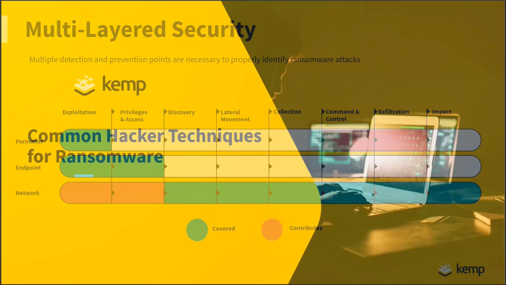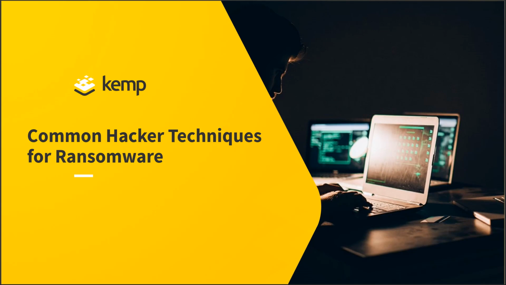So let's spend a little time and talk about these common hacker techniques for ransomware. Let's go through these steps quickly that we just showed: exploitation, privilege access, discovery, lateral movement, collection, command and control, exfiltration, and impact on you and your network, and what it looks like. What are we seeing from the hacker's point of view?